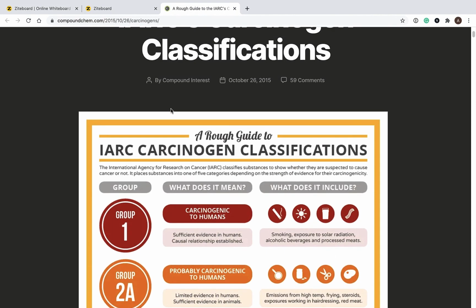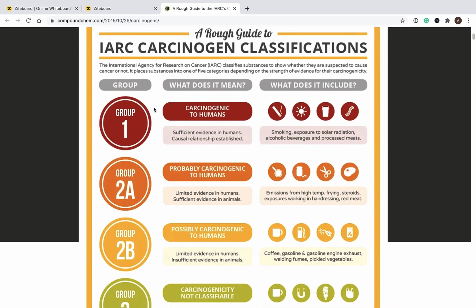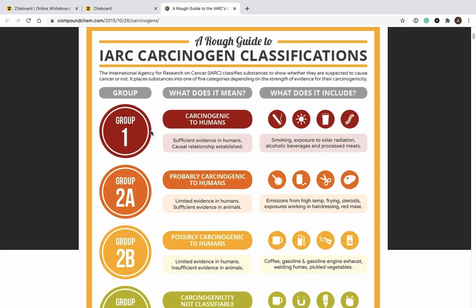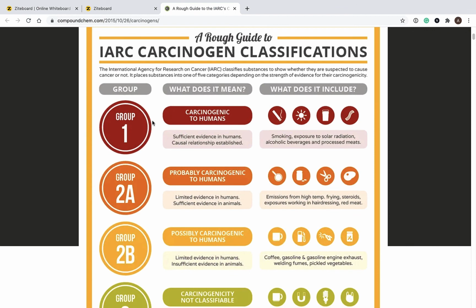So this is the IARC website about carcinogens. IARC is the International Agency for Research on Cancer, and they've made this little graphic here to simplify what is a carcinogen and what are some of the worst carcinogens. So a carcinogen is something that causes cancer in humans, and they're grouped into different groupings, and these are standardized throughout the world. So group 1 is something that evidence shows definitely causes cancer in humans.